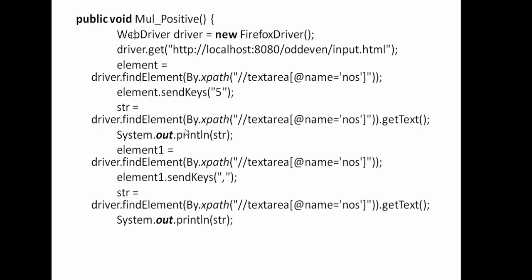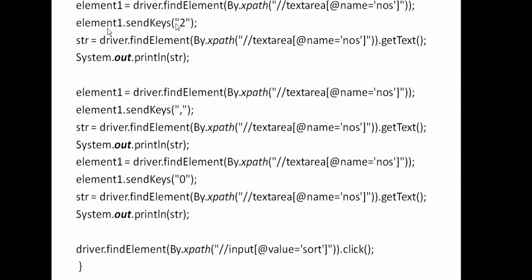Now what it is doing, it is testing whether I am passing the correct value to the web application or not. Then the second value that I have passed is by using element1.sendKeys, where I have passed the next element, that next element is 2. So for passing the next value, I have written the code for this one. Element1.sendKeys 2 I have passed here, then comma and then 0. So 5 comma 2 comma 0, these values I am passing here.